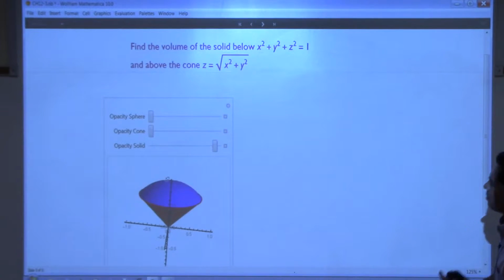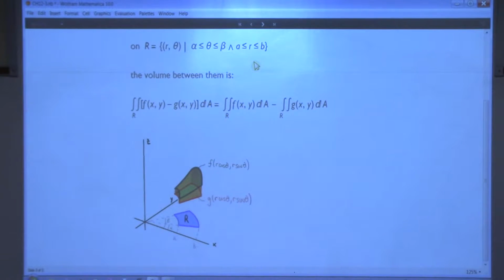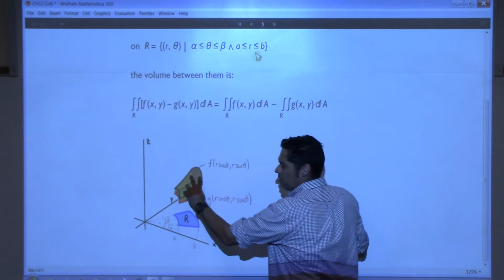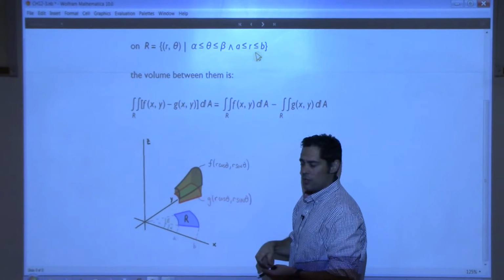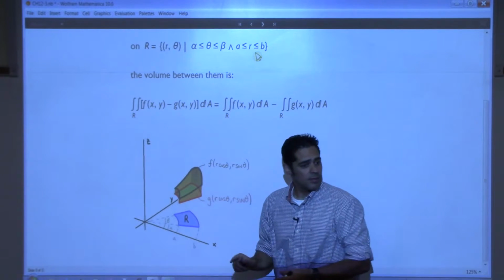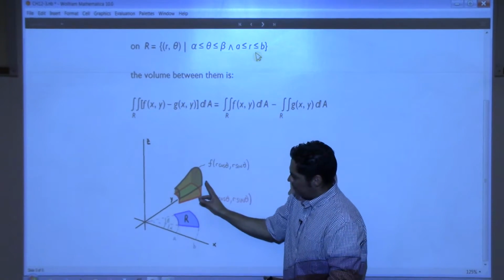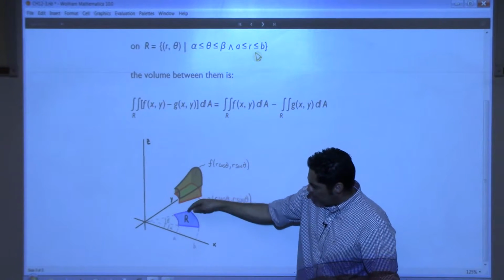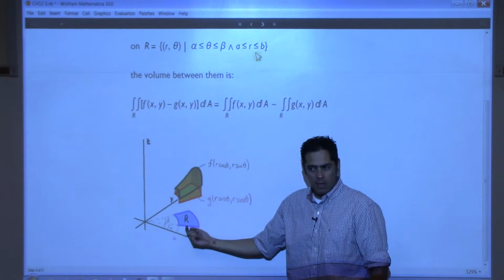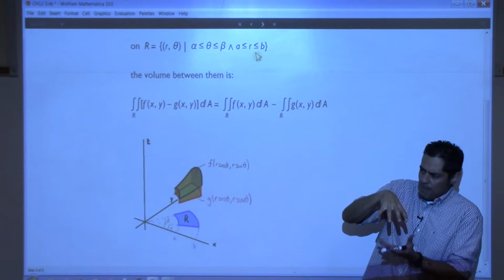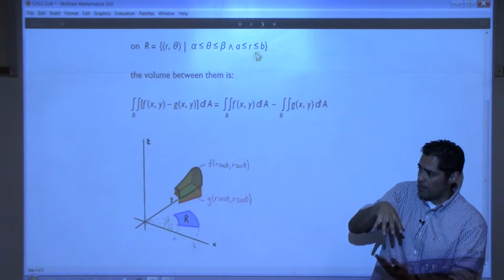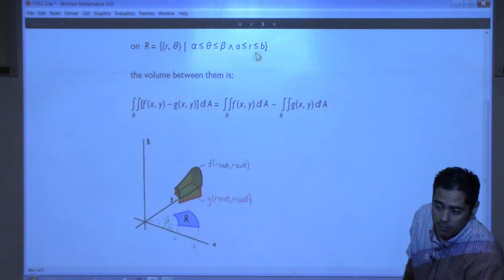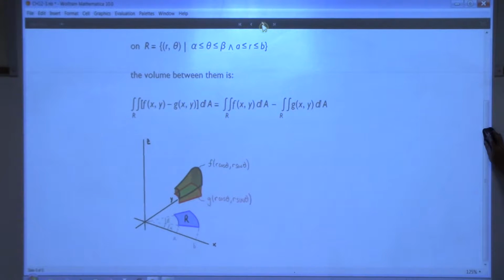Take a look back at this picture that I just had up here. If I'm trying to find the volume of this chunk of stuff right here, does it have a top cap? Yes, it's the F function. Does it have a bottom cap? Yes. And what about the walls of this thing? That's dictated by the region on the ground, right? So as long as you can come up with some top cap and some bottom cap to the solid, and then you can define very clearly what the region is that you're integrating over, then you should be able to get the volume.